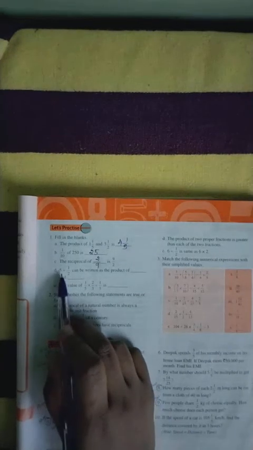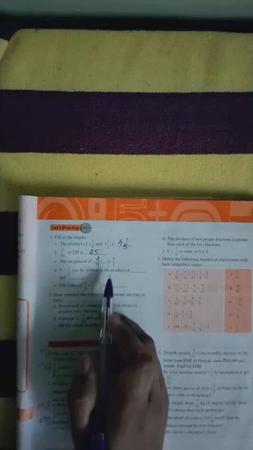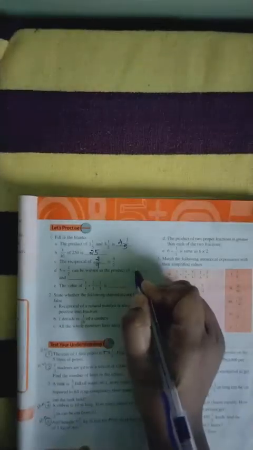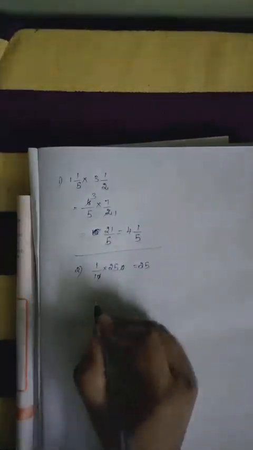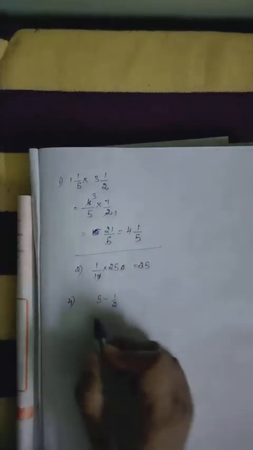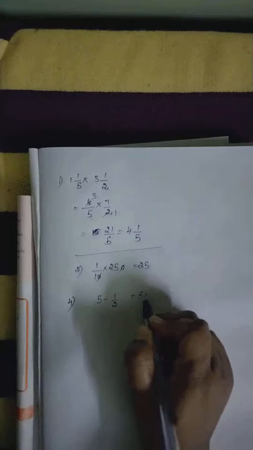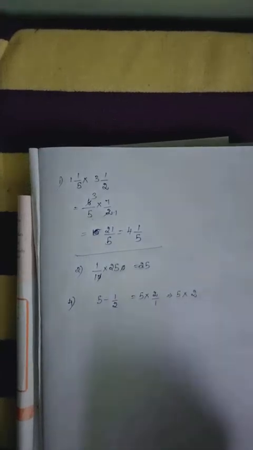Next question, 5 divided by 1 by 2 can be written as the product of 5 and 2. Right. So the question is 5 divided by 1 by 2. So we can write it as the product of 5 into 2 by 1, right? So your answer is 5 into 2.